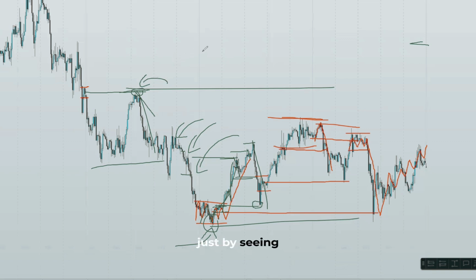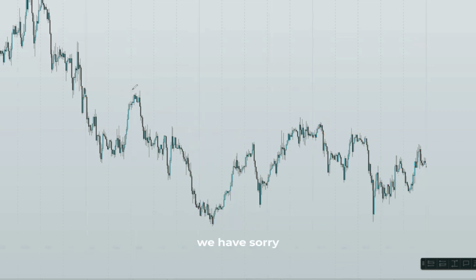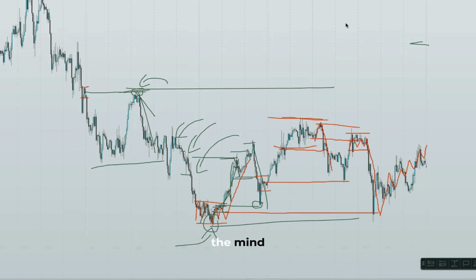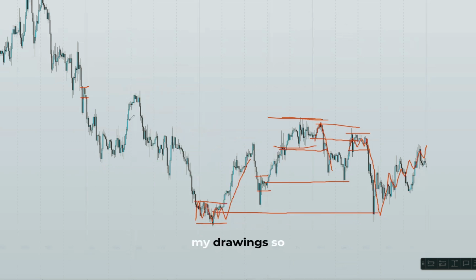Just by seeing and understanding and training your eyes to see this price delivery, you start to see things like this. Sorry, Burton, let's get that back and delete my drawings. So just by observation and understanding this price delivery, we can see how strong highs and strong lows are made. And with that identification, we can see how we now have a swing high and swing low.